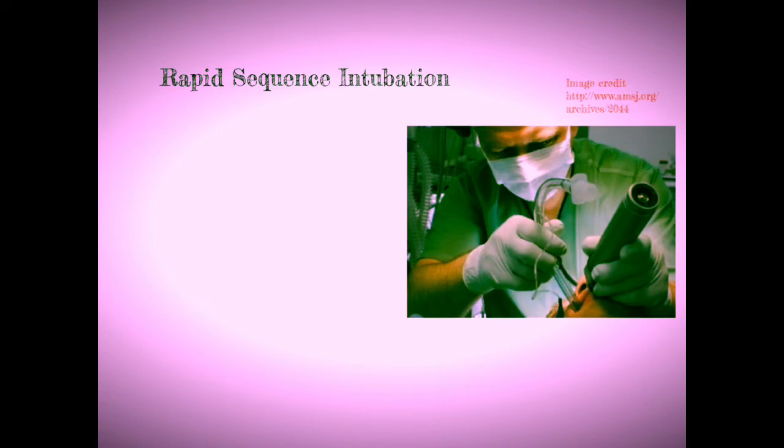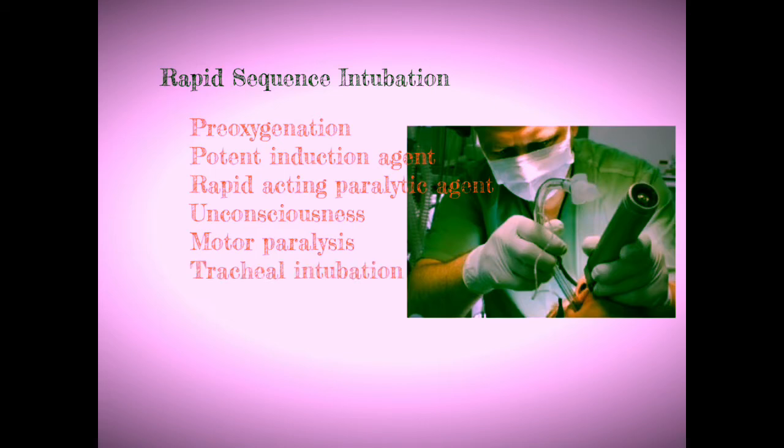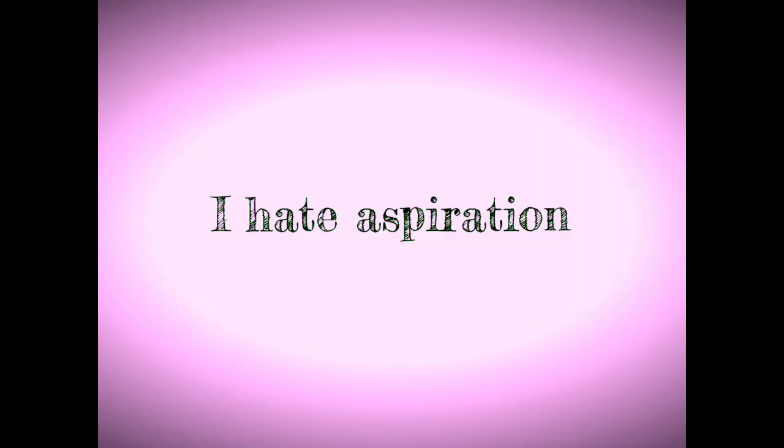Rapid sequence intubation is the administration, after pre-oxygenation, of a potent induction agent, followed immediately by a rapidly acting neuromuscular blocking agent to induce unconsciousness and motor paralysis for tracheal intubation. It is based on the assumption that the patient is not fasted. RSI is meant to reduce the risk of aspiration. Positive pressure ventilation is not suggested, to minimize aspiration.